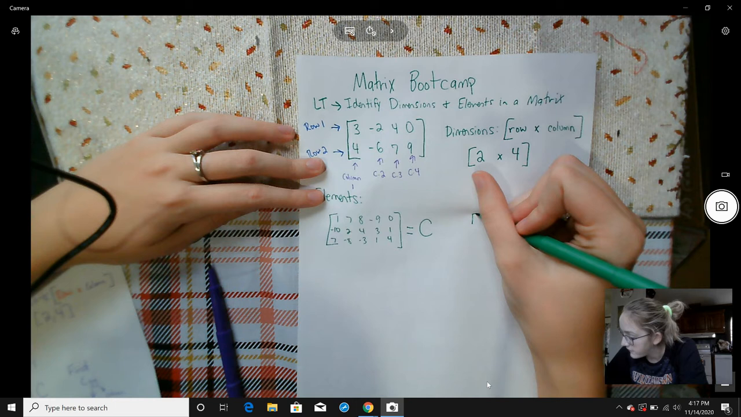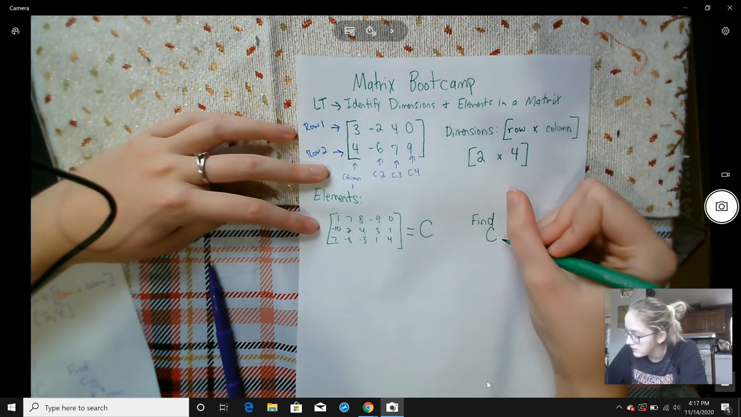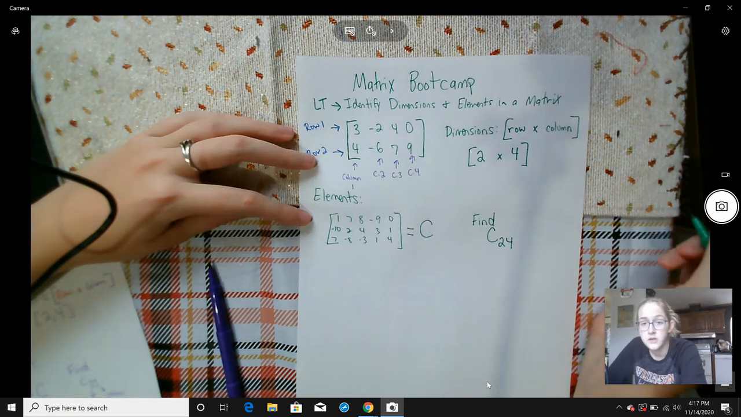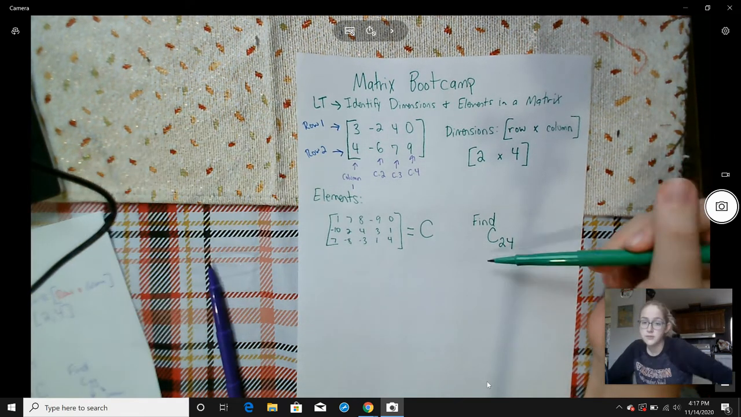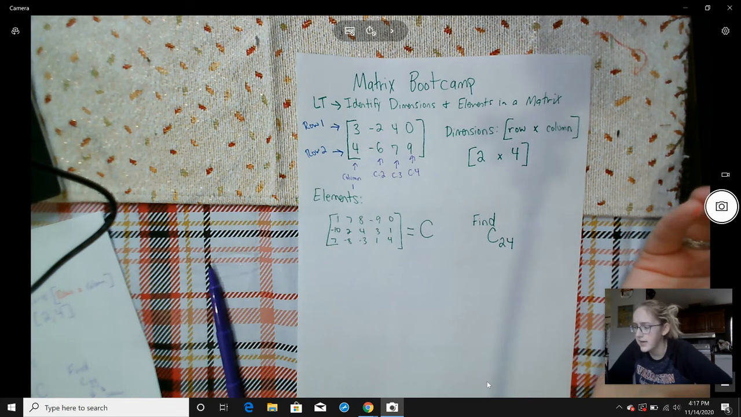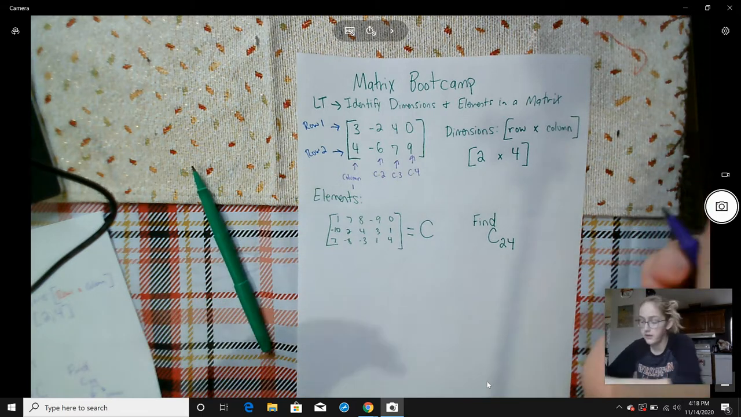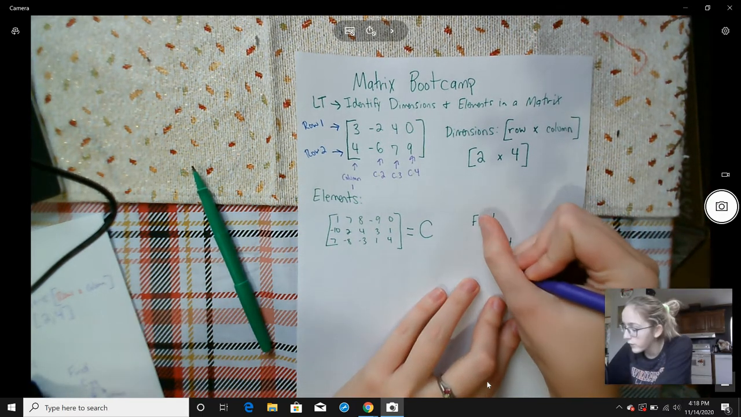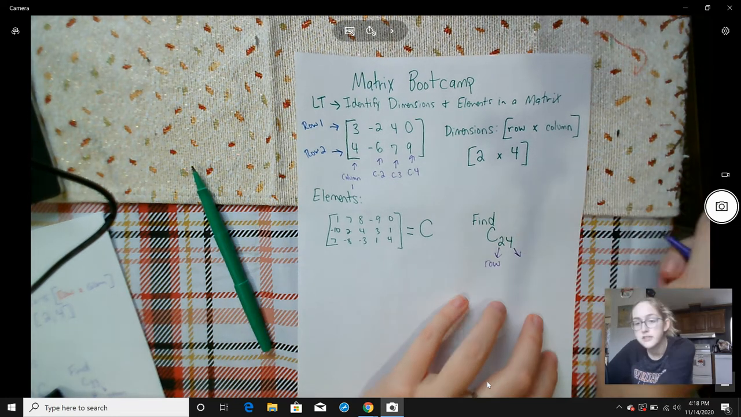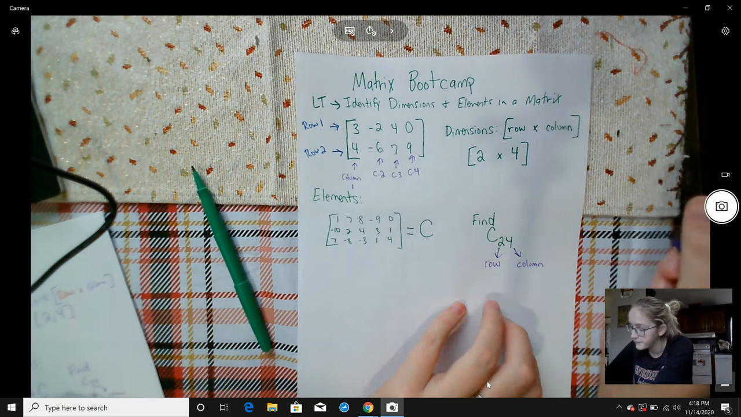And we want to find element C24. So we want to find element C24. So I know that looks rather confusing, but I promise it's pretty simple once you break it down. So the first number is going to stand for what row the element is in. And the second number is going to stand for what column the element is in.